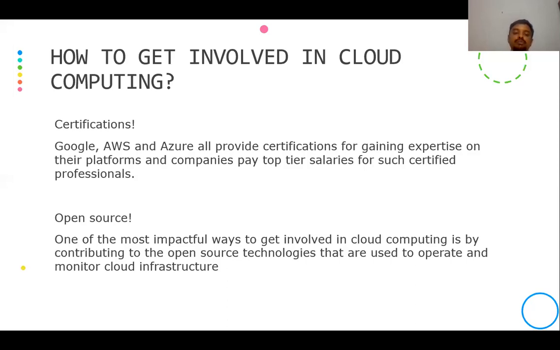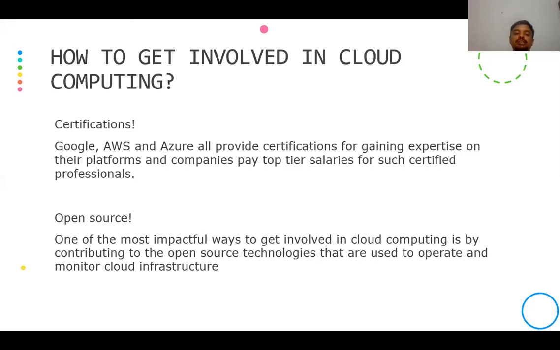Certifications for some of us might have a barrier of entry because you have to spend a decent amount of time to go and get these certifications done, and then you also have to spend some money to pay for the certification exams. For those of us who want to get involved without the certifications, there is always open source.